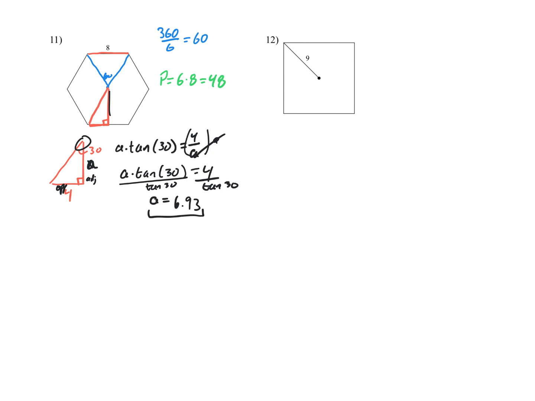So here's my apothem. So now I can come back and find my area now. 1/2 times the apothem, 6.93, times my perimeter, which is 48. Plug all that in my calculator, and I get 166.32 units squared.